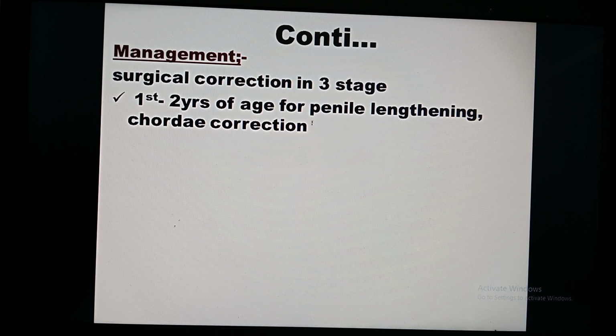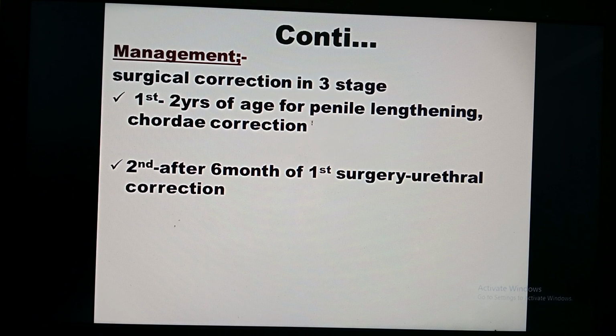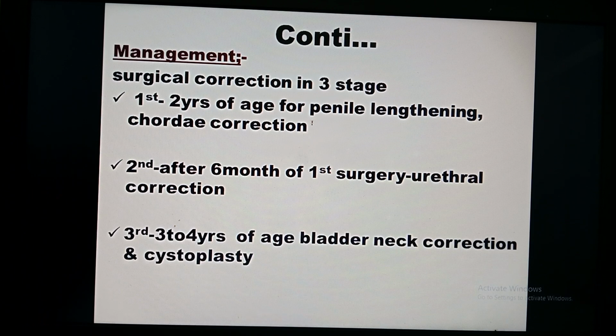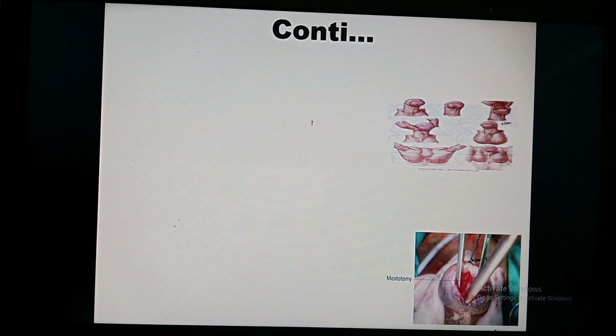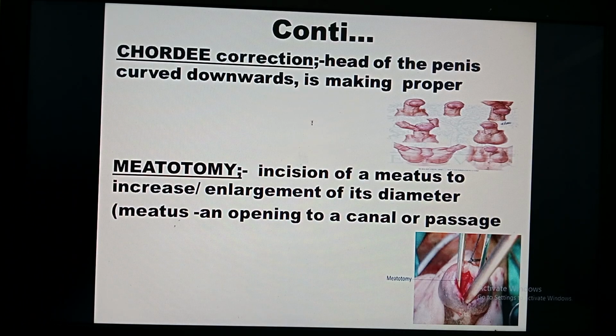Surgical correction will be done in stages, three different times. In the first 2 years of age, penile lengthening and chordee correction. Chordee means the wrong curvature, the bending of the penis, which has to be corrected. The abnormal opening of the urethra will be closed. Second, 6 months after the first surgery, urethral correction. Third, at 3 to 4 years, because within 6 years the surgery has to get over, bladder neck correction and cystoplasty, repair of the bladder, has to be done.